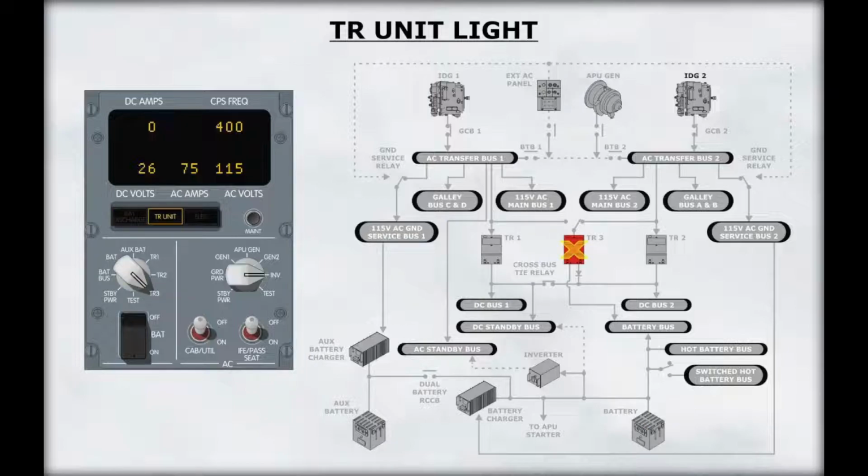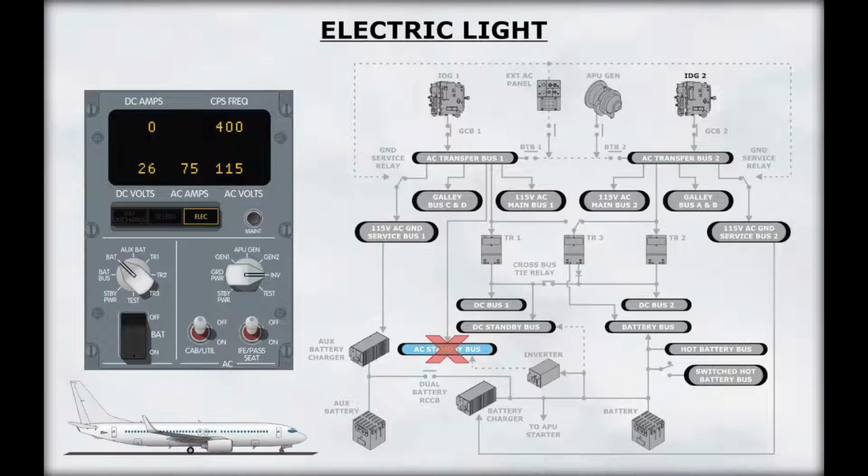The TR unit light illuminates on the ground if any TR has failed. It will illuminate in flight if TR1 has failed or TR2 and TR3 have failed. The electric light illuminates if a fault has been detected in the DC or standby power system. This function will only operate when the aircraft is on the ground.